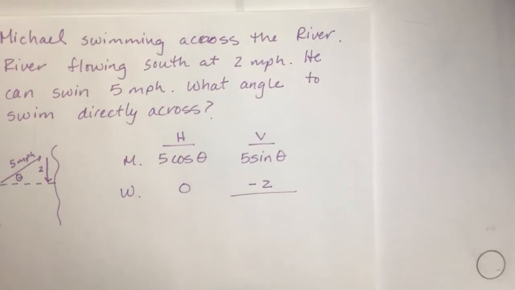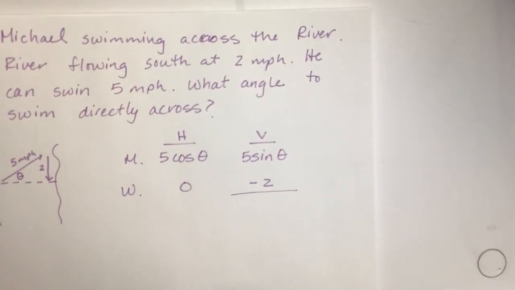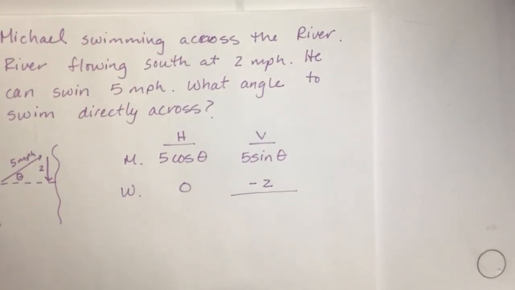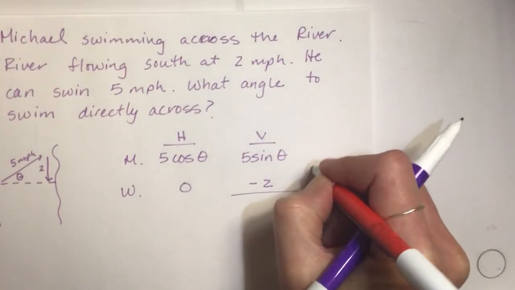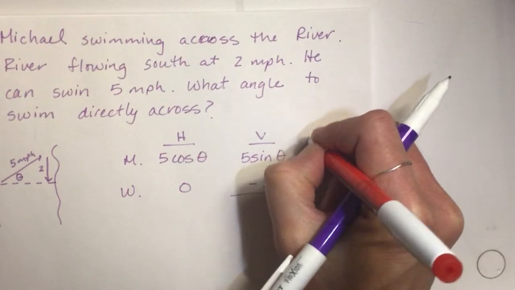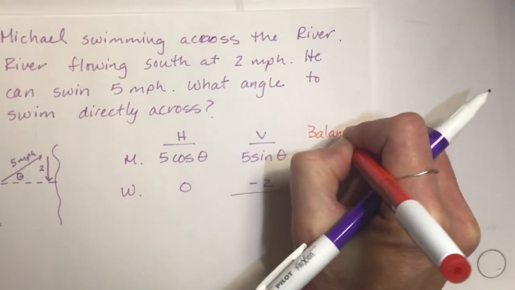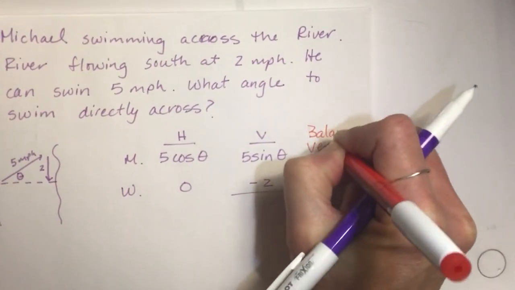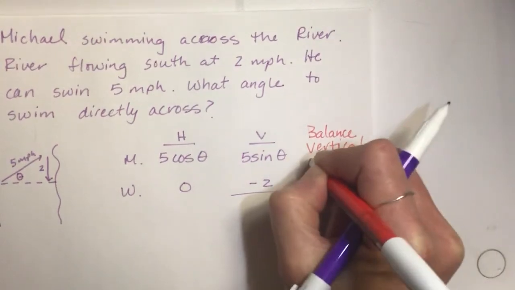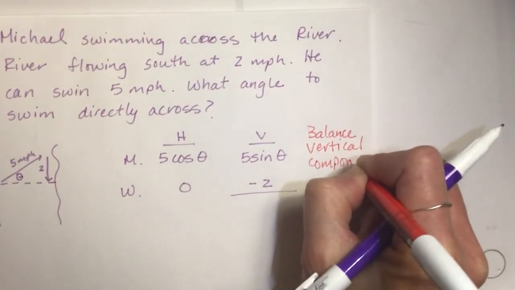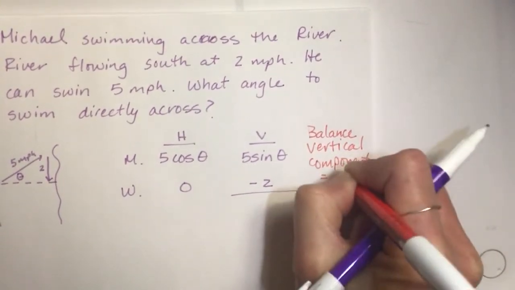If he's swimming directly across, we want that vertical component to balance. We want it to be 0. So to balance, we want the vertical component to be 0. Let's write that down. Balance vertical component equals 0.